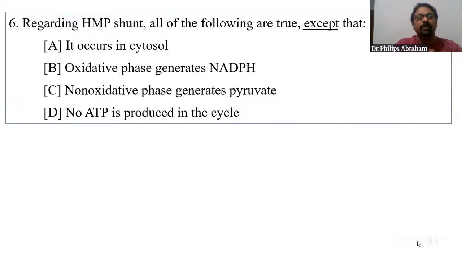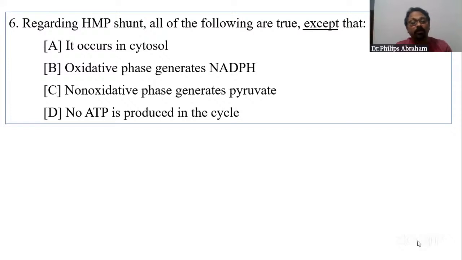Going to the next question regarding the HMP pathway. All of the following are true except, please underline that, except. What about the HMP pathway? So far we talked about glycolysis, gluconeogenesis, glycogen metabolism, which are mainly related to energy, like glucose storage or breakdown, thereby energy. But the most important point is that the HMP pathway is not for energy. No ATP is produced. That's the point to be noted.